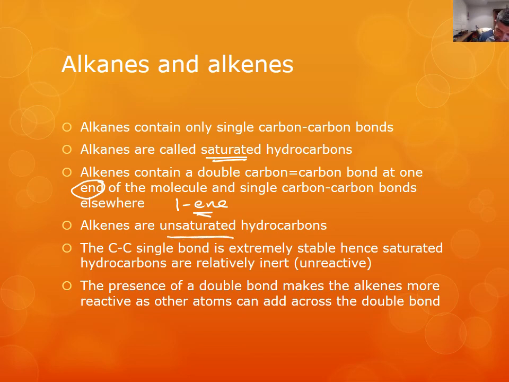Alkenes are unsaturated hydrocarbons, and that double bond is very reactive, so we can add across that double bond. The single bonds, on the other hand, are more stable, and so the alkanes are generally less reactive than the alkenes. But we'll have a little bit more look at alkanes and alkenes in the next video.